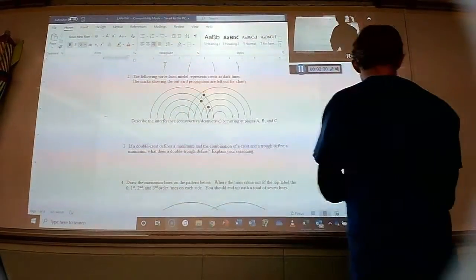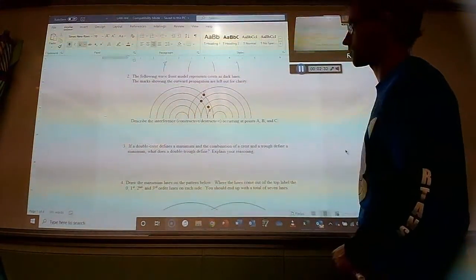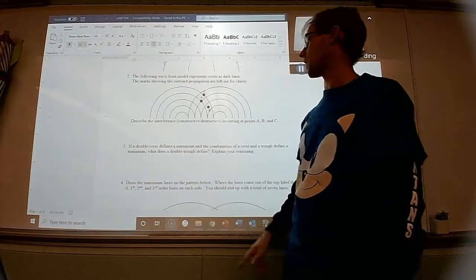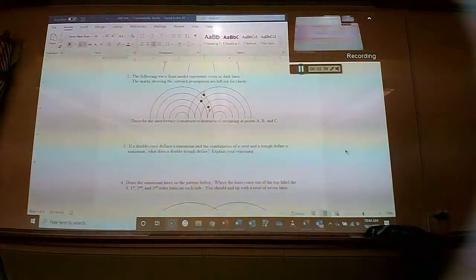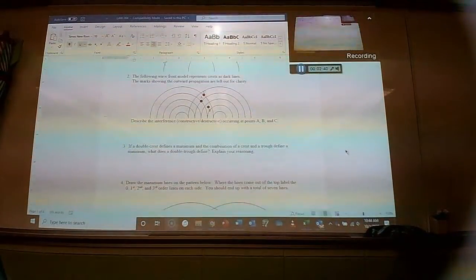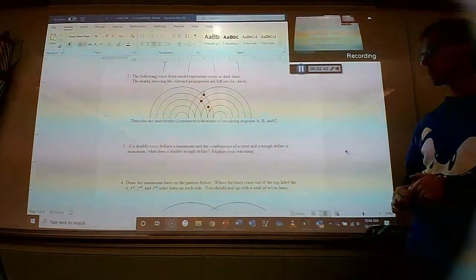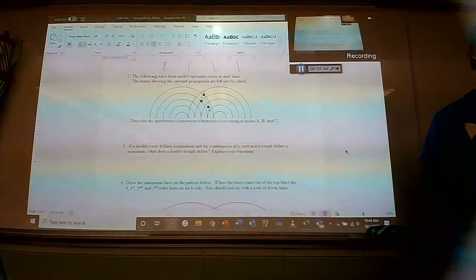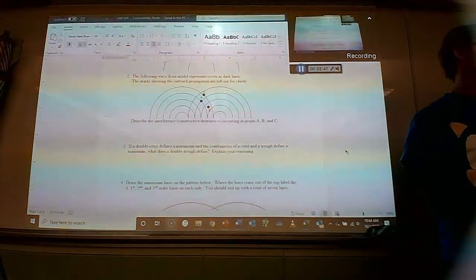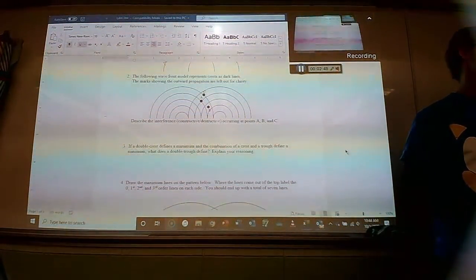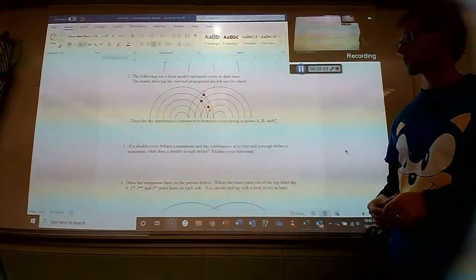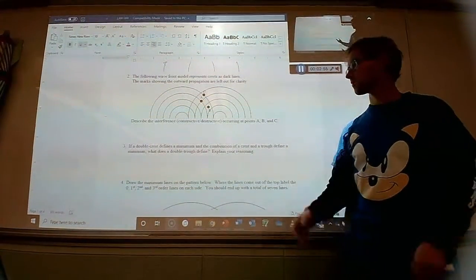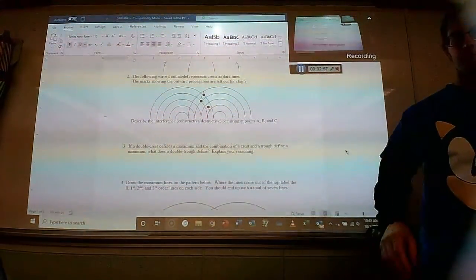So yeah, that's what we have for those lines. And anywhere on a maximum line, you've got constructive interference happening. Well, number 3, if a double crest defines a maximum, and the combination of a crest and a trough define a minimum, what does a double trough define? You guys already said it once. Constructive interference, yeah. So constructive interference or maximum, either way is just fine.